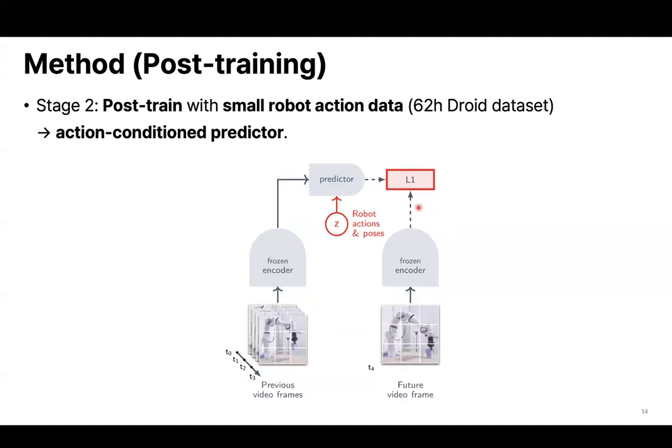In the second stage, V-JEPA 2 is post-trained with a small amount of robot action data, about 62 hours from the Droid robot dataset. The video encoder is kept frozen, and an action-conditioned predictor is trained by injecting robot actions and poses. This step allows the model to go beyond passive video prediction and enables planning and control in real robot settings.